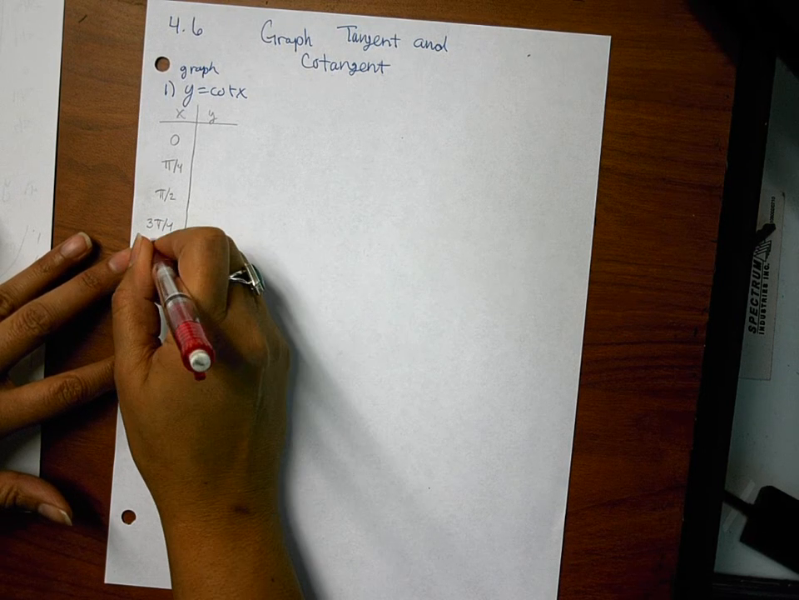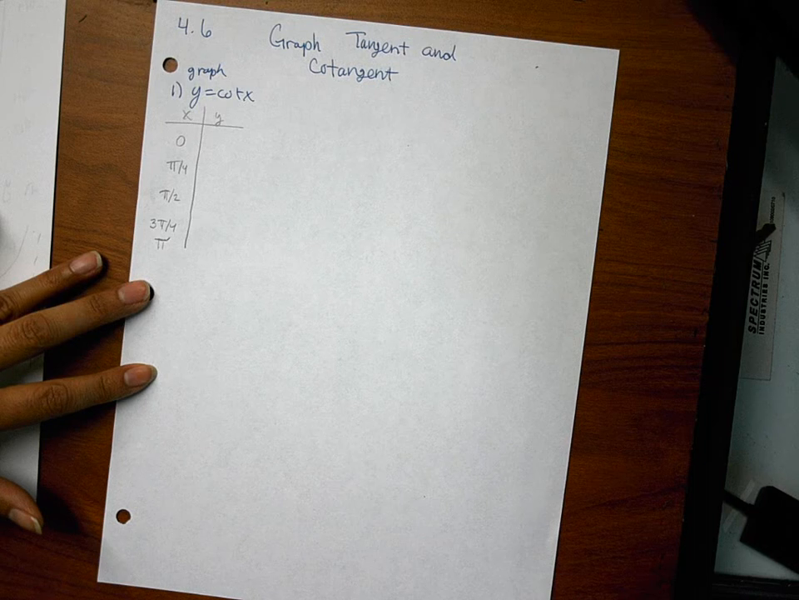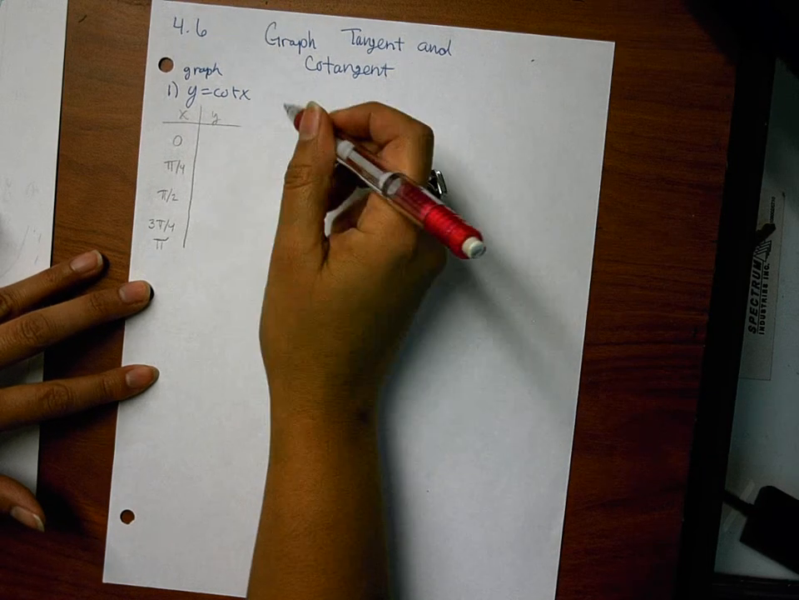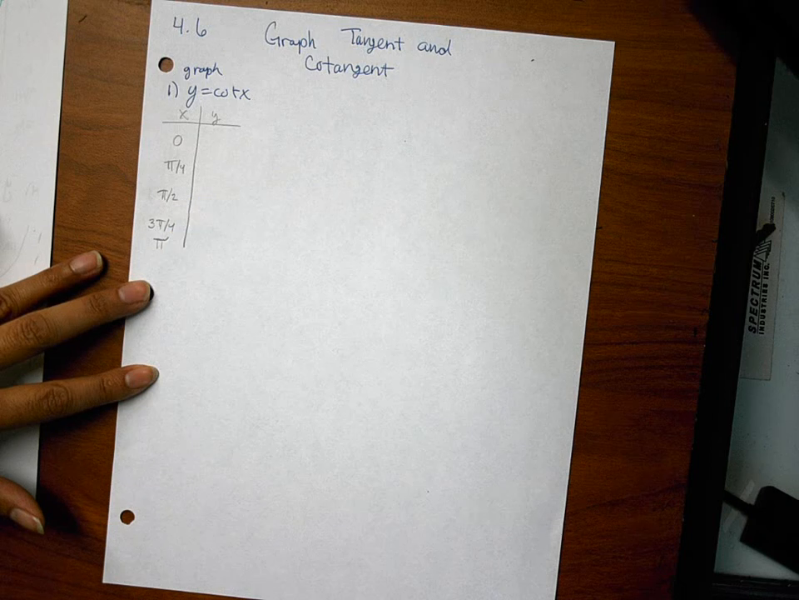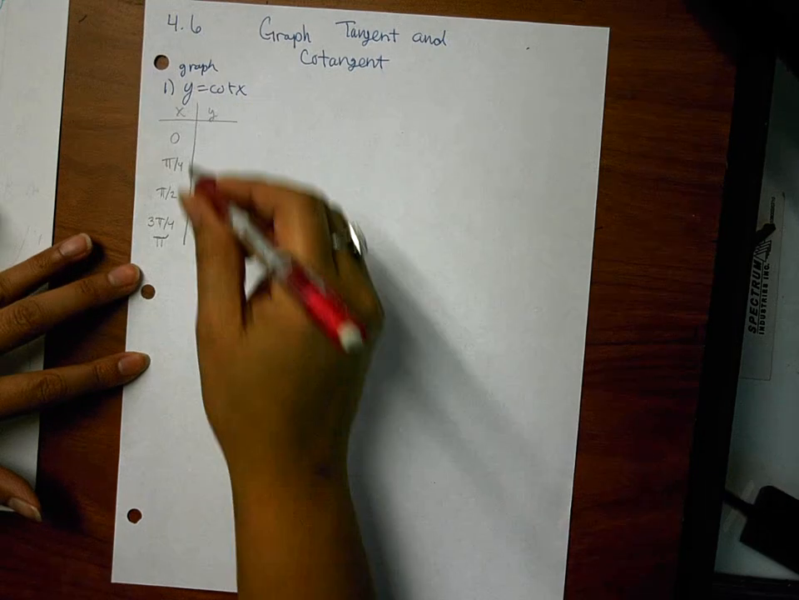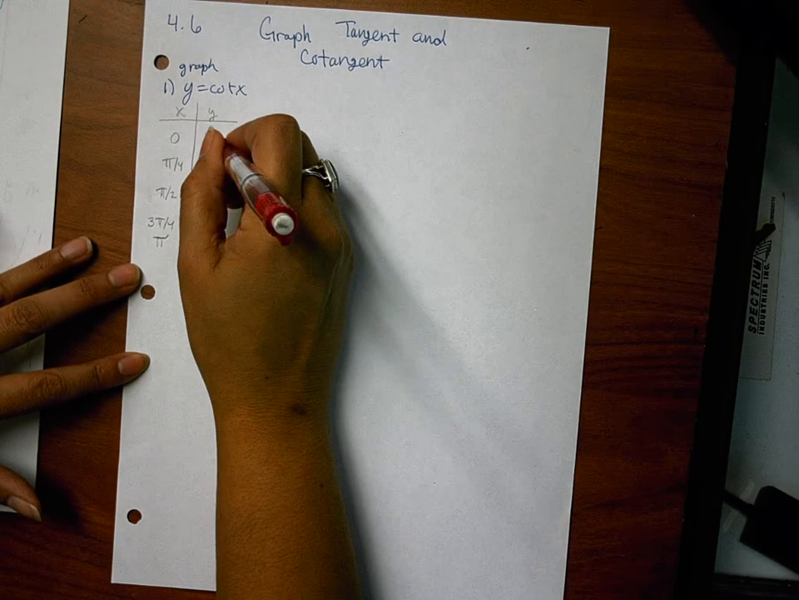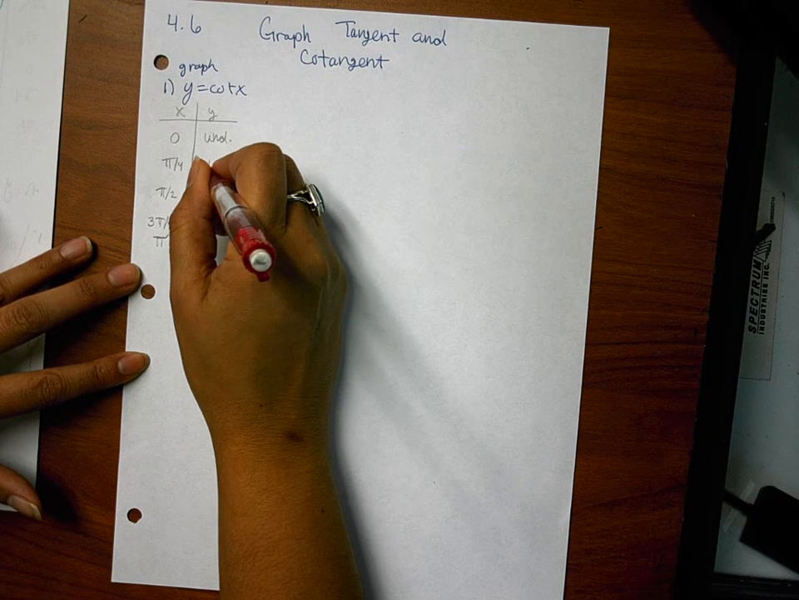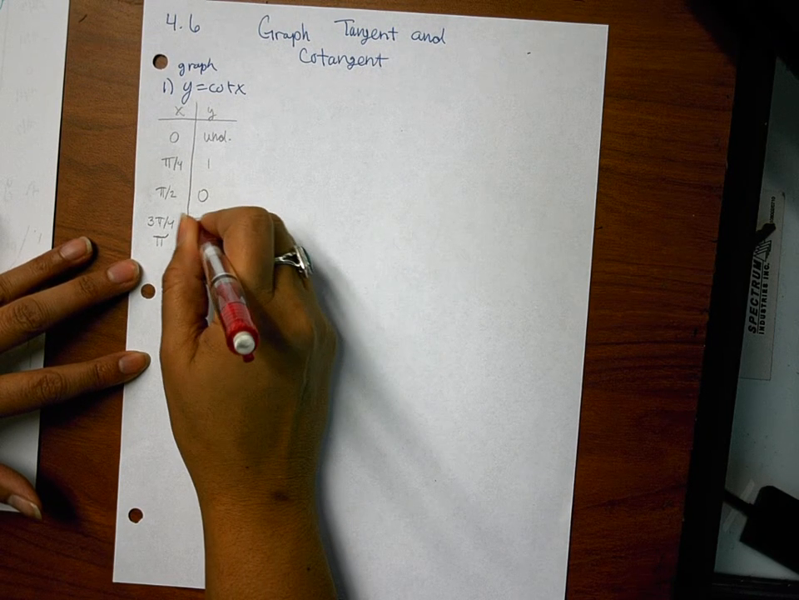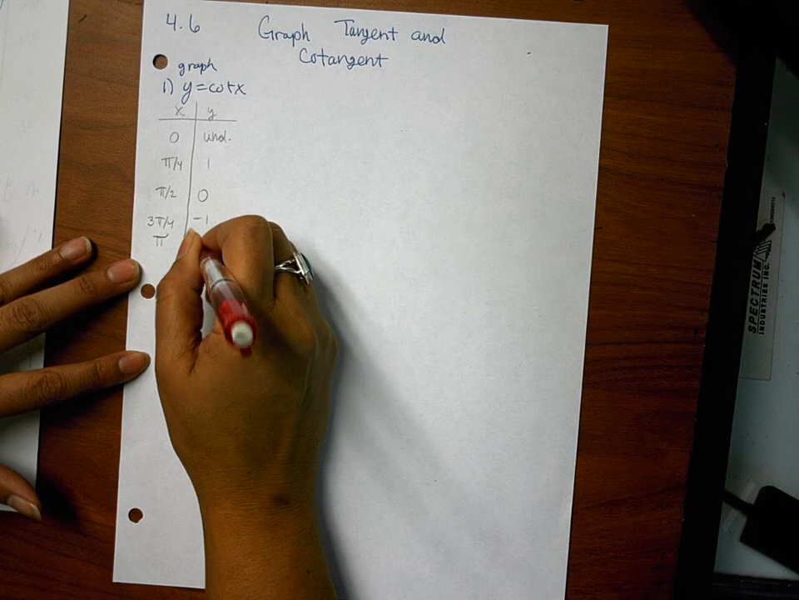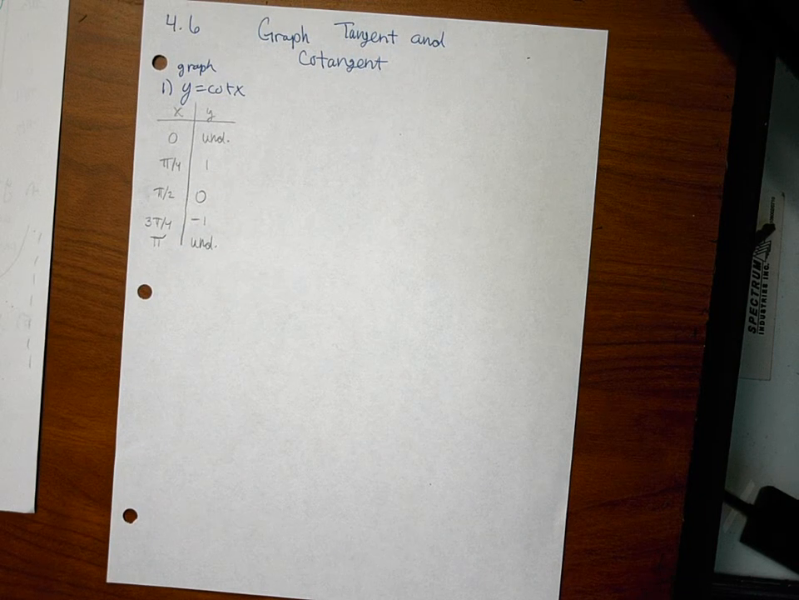So go ahead and hit pause, get out your unit circle, or if you have it in your head, and find x over y for these 1, 2, 3, 4, 5 points. All right, for 0, it is undefined. For pi over 4, it is 1. Pi over 2 is 0. 3 pi over 4 is -1. And at pi, you're back at undefined.